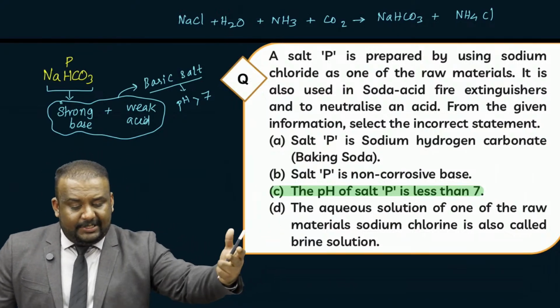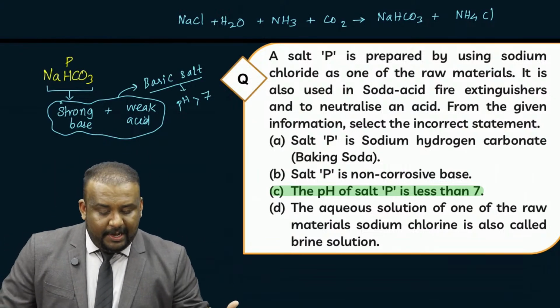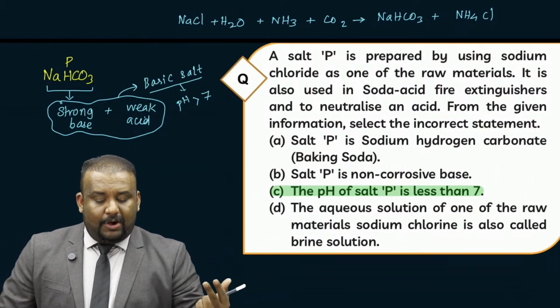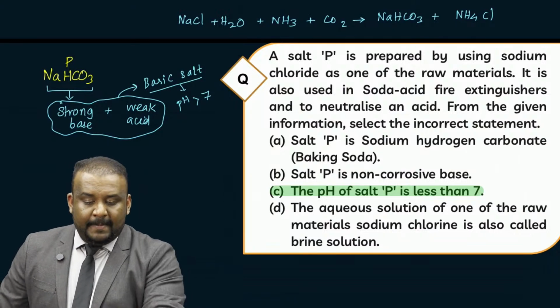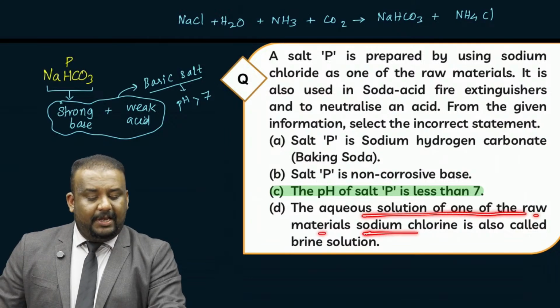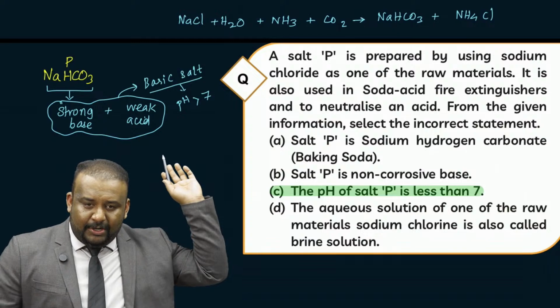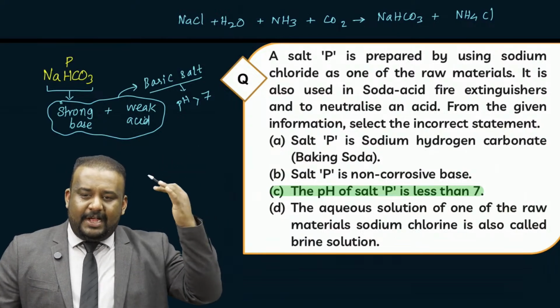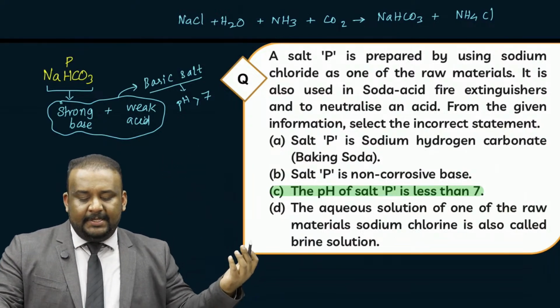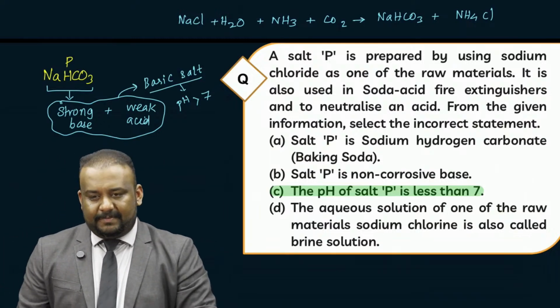Now let's read the last option as well. The aqueous solution of one of the raw materials, sodium chloride, is also called brine solution. That's true. One of the raw materials is sodium chloride for the preparation of NaHCO3. I already showed you the reaction on the top, NaCl plus H2O. That aqueous solution is called brine. So that is also correct. So the only wrong statement is C.